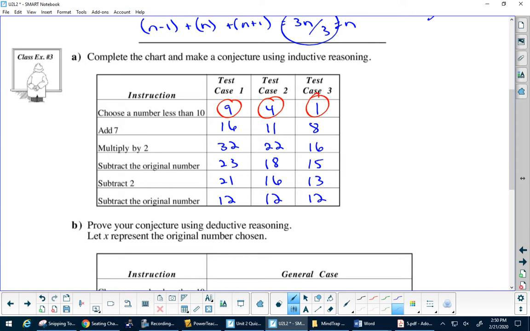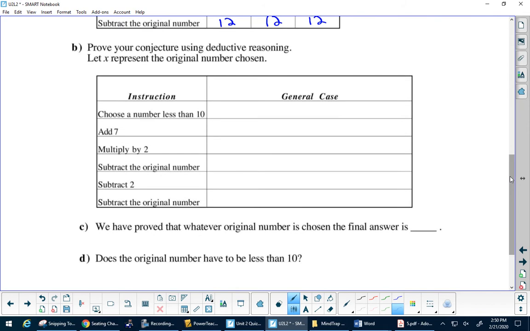Let's talk about it deductively. So let's call our first number x. If my first number is x, and I added 7, what would it be? x plus 7. Now what if I multiplied it by 2? Be careful here, everybody. You're going to multiply the entire thing. It's all multiplied by 2, so you've got to multiply that in. That's 2x plus 14.